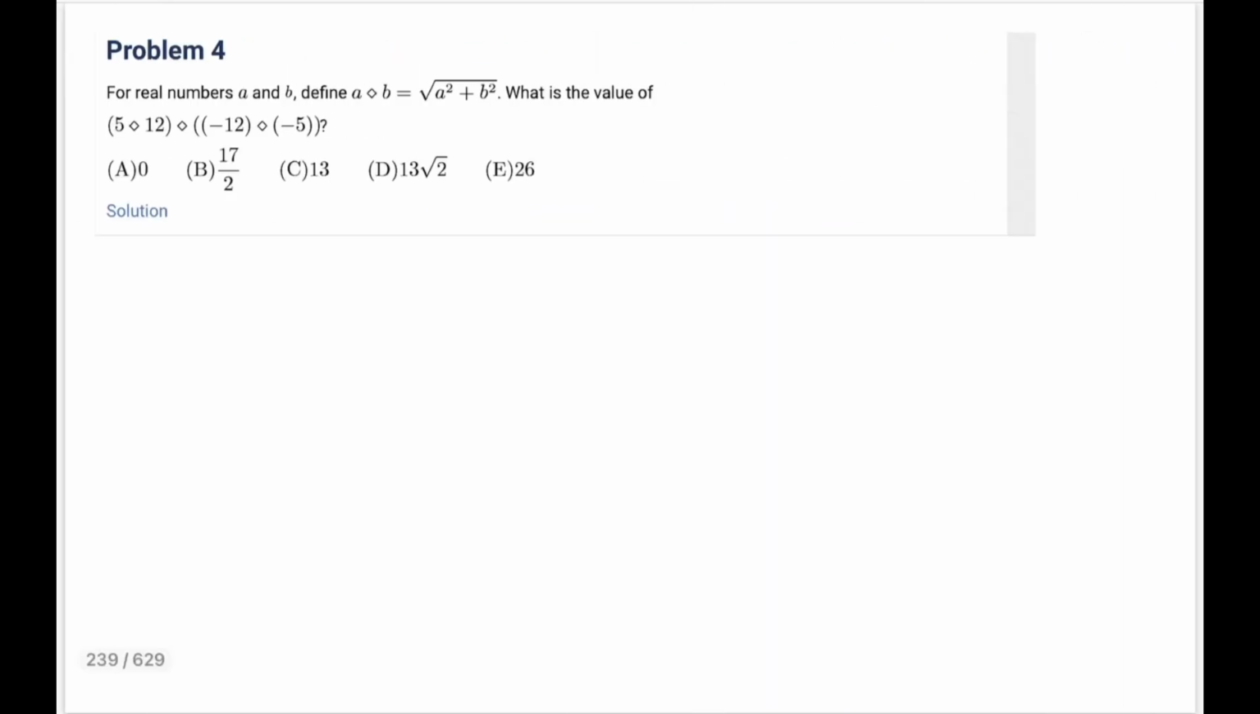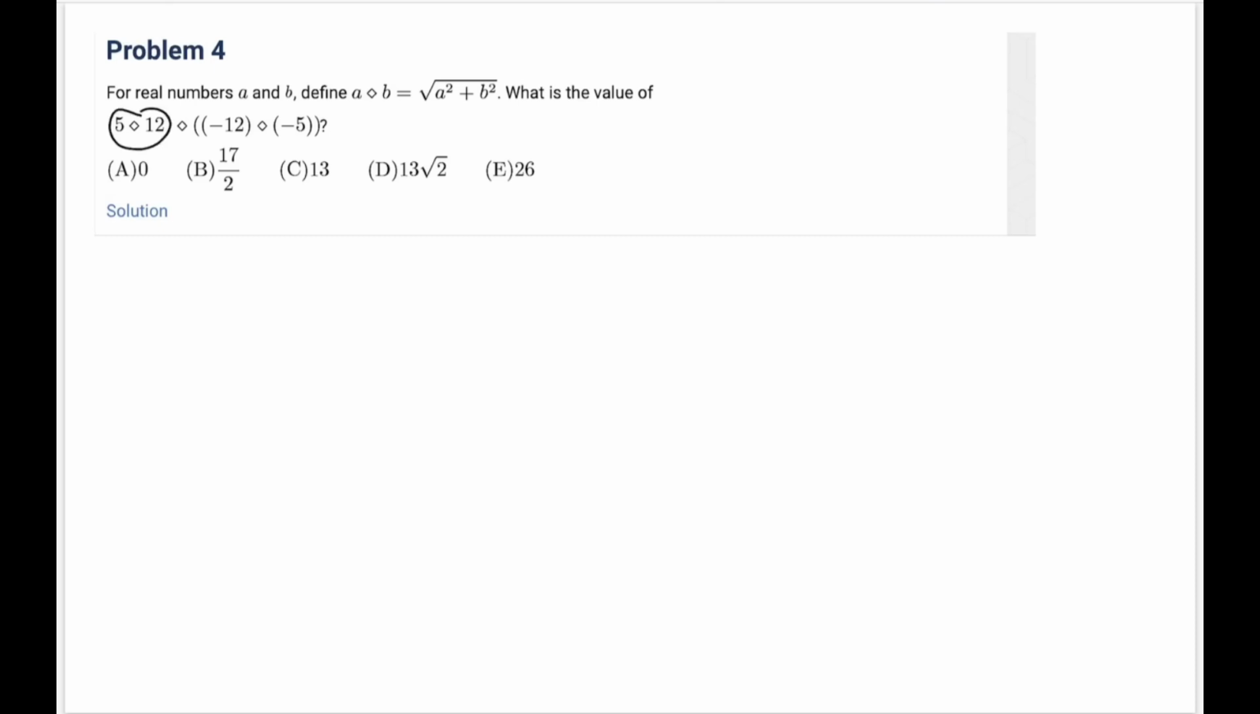Number 4, for real numbers a and b, define a diamond b equals root a squared plus b squared. What is the value of 5 diamond 12 diamond 12 diamond minus diamond minus diamond minus 12 diamond minus 5?